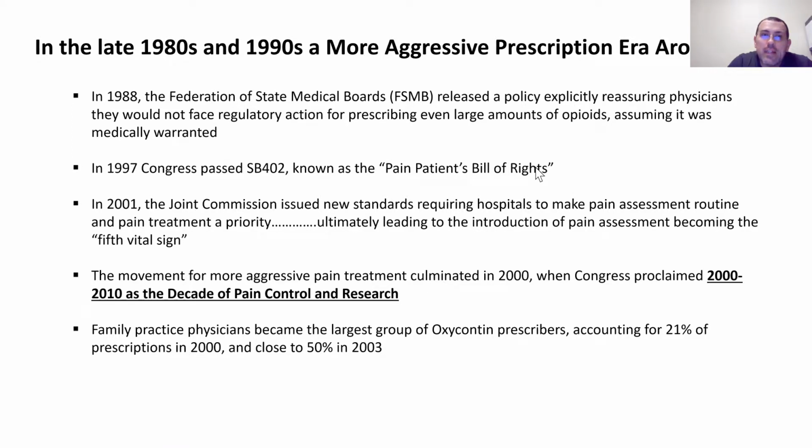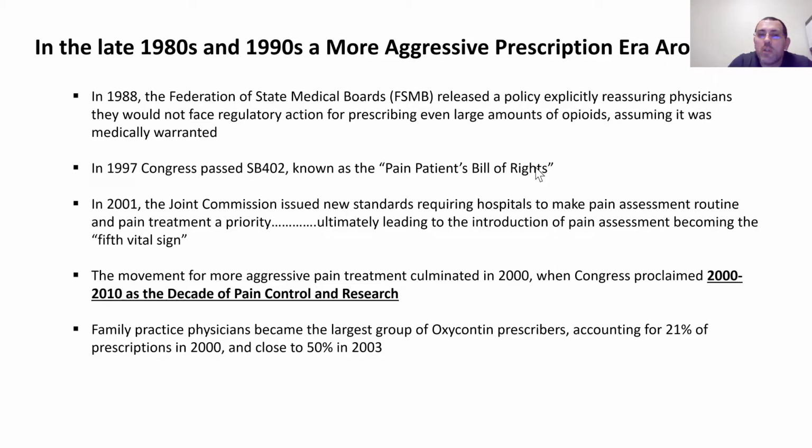So also in the late 1980s and 1990s, a more aggressive prescription era arose, continued here. What we saw then is in 1988, the Federation of State Medical Boards released a policy explicitly reassuring physicians they would not face regulatory action for prescribing even large amounts of opioids, assuming it was medically warranted. In 1997, Congress passed a bill, SB 402, known as the Pain Patients Bill of Rights. In 2001, the Joint Commission issued new standards requiring hospitals to make pain assessment routine and pain treatment a priority. This ultimately led to pain assessment becoming the quote-unquote 5th vital sign.